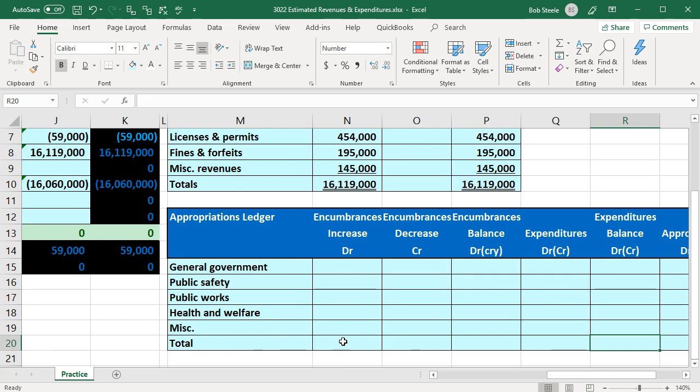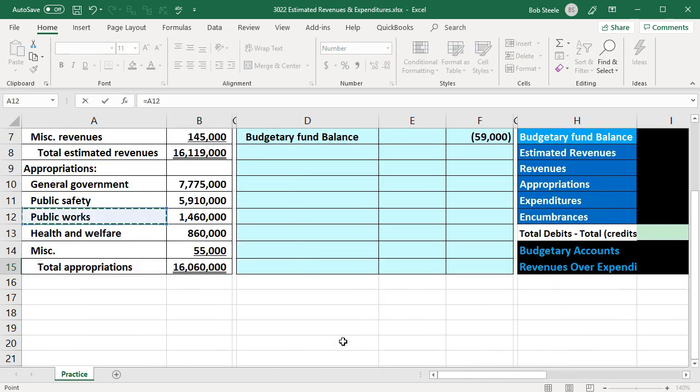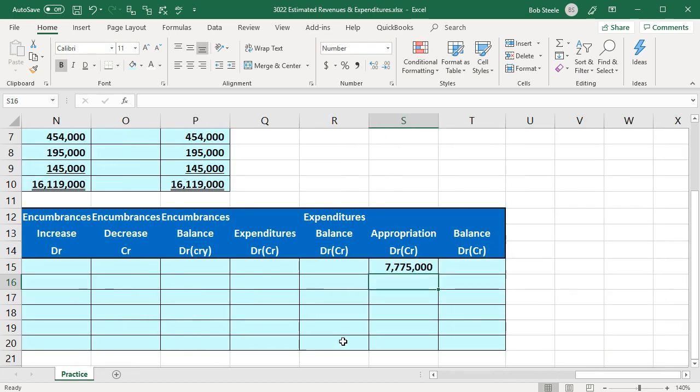And then all we have right now, we're going to be looking at all this later, the encumbrances increases and the encumbrances decreases, the encumbrance balance, the expenditures. We don't have any of that right now. We have the expenditures balance. All we have are the appropriations, basically the budgetary account. So we're going to say, all right, this is what we have at this point in time. The budgetary information equals this item. And then we'll pull that down. We're going to say pull this down. And then we'll sum it up.